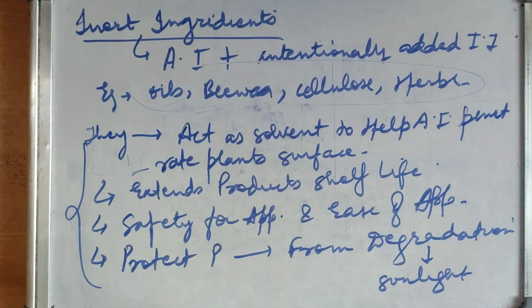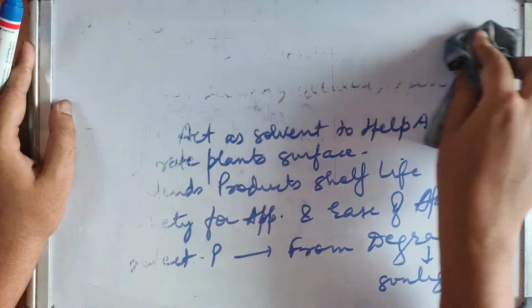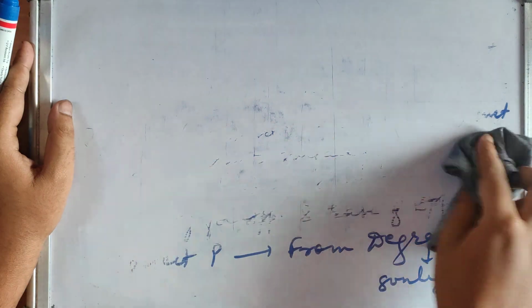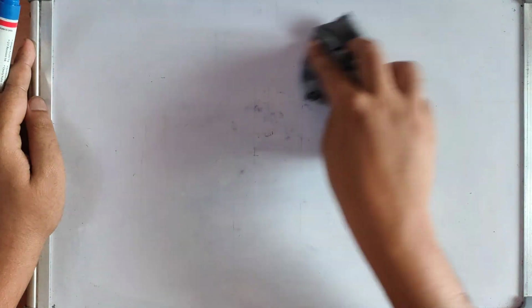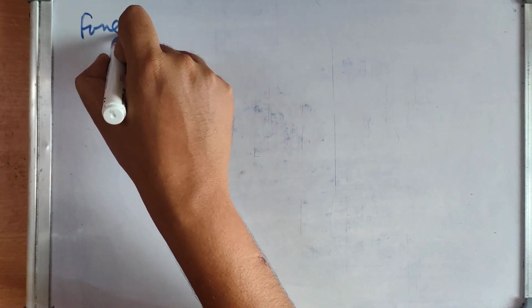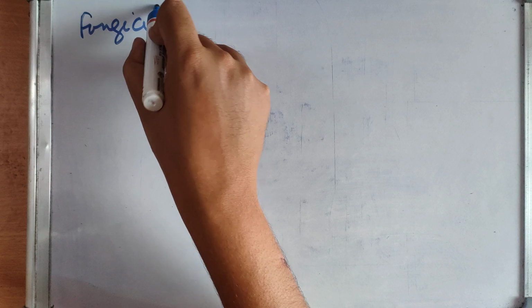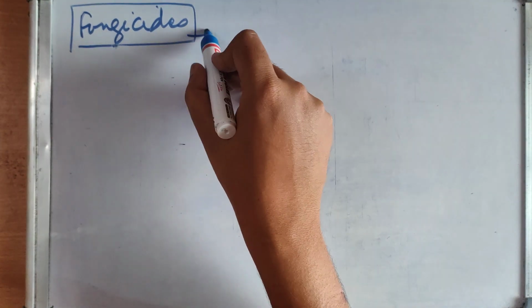So this was about pesticide formulation. Now moving on to the next topic of this session, that is fungicides. We will discuss fungicides here because pesticides and fungicides are very similar things. Fungicides are chemicals used to kill fungi.